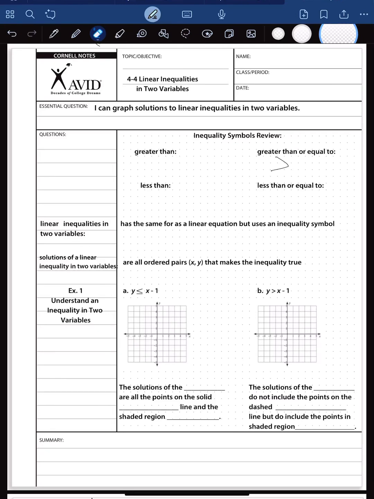This is lesson 4-4, Linear Inequalities in Two Variables, Part 1. In this lesson, you will learn how to graph solutions to linear inequalities in two variables. So let's review a little bit about the inequality symbols.